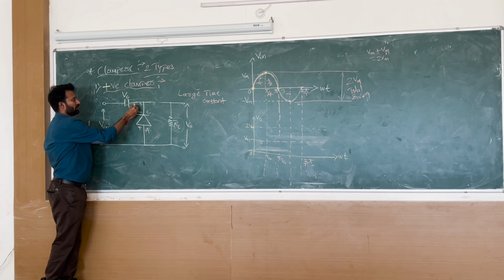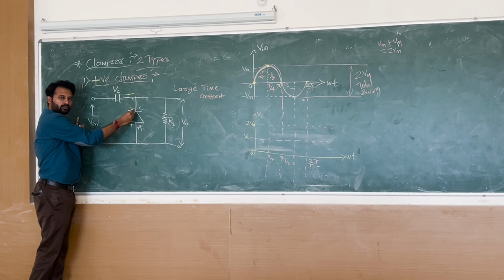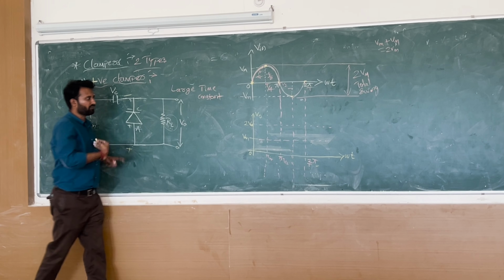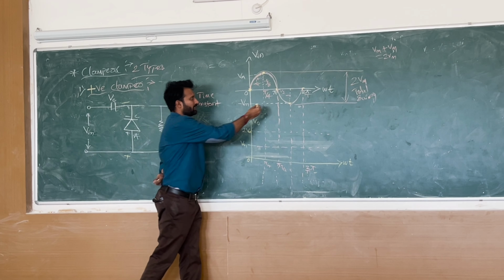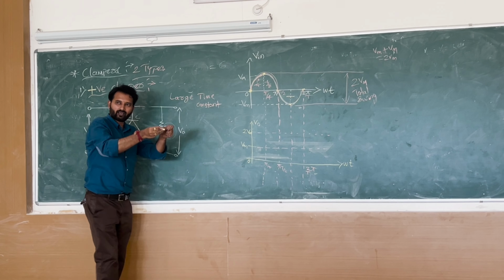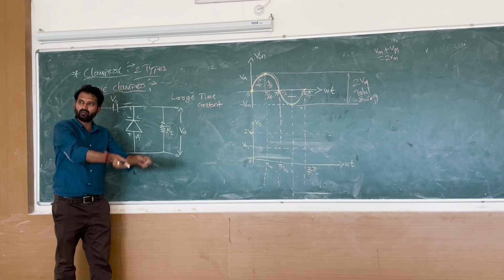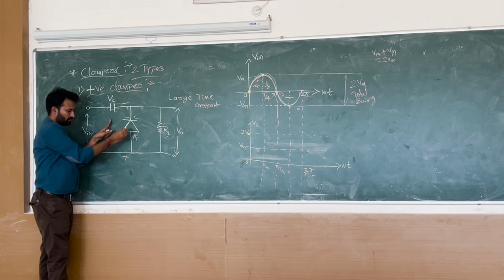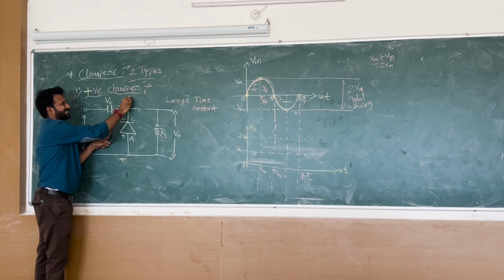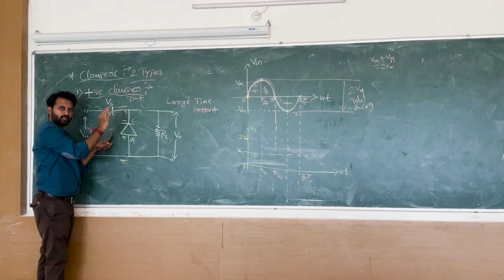If I take the negative half cycle, what will happen? Negative to the negative, positive to the positive. As a user, it is my wish, I am taking the negative half cycle and applying it as input. Negative to the negative, positive to the positive. What will happen to the diode? The diode will be under forward bias condition.